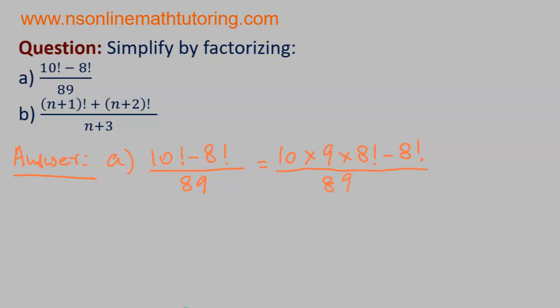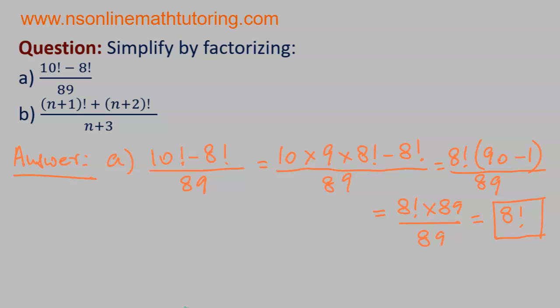Okay. So, this is equal to 8 factorial can be taken as common, and this is 10 times 9 is 90 minus 1. Okay, now we can understand why did they give the denominator as 89. So, this is equal to 8 factorial times 89 over 89, which gives us an answer of 8 factorial for the subpart A.